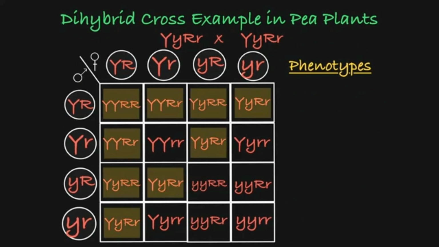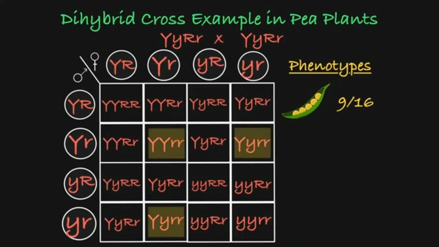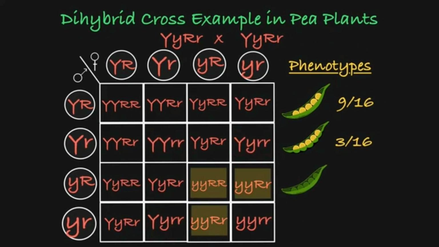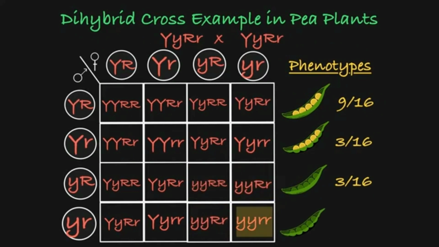All of these squares represent offspring that will have yellow peas in a round pod. This phenotype occurs in 9 out of the 16 boxes, therefore in 9/16 of the offspring. The yellow peas pinched pod phenotype occurs in 3/16 of the offspring. The green peas in a round pod phenotype occurs in 3/16 of the offspring. And the green peas in a pinched pod phenotype occurs in just this one box, making up 1/16 of the offspring.